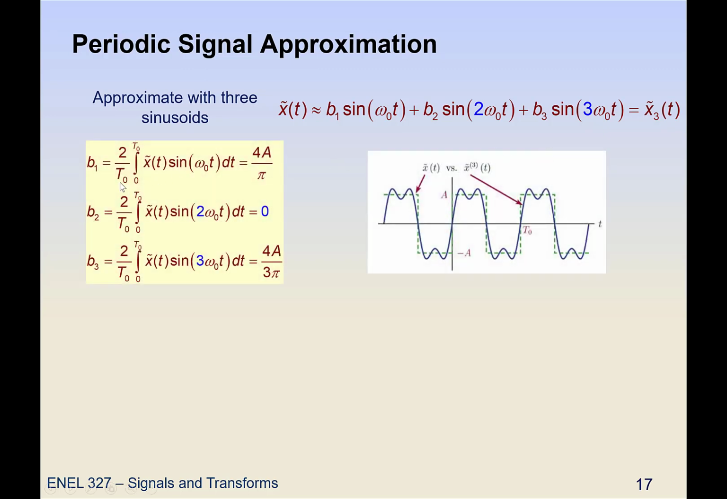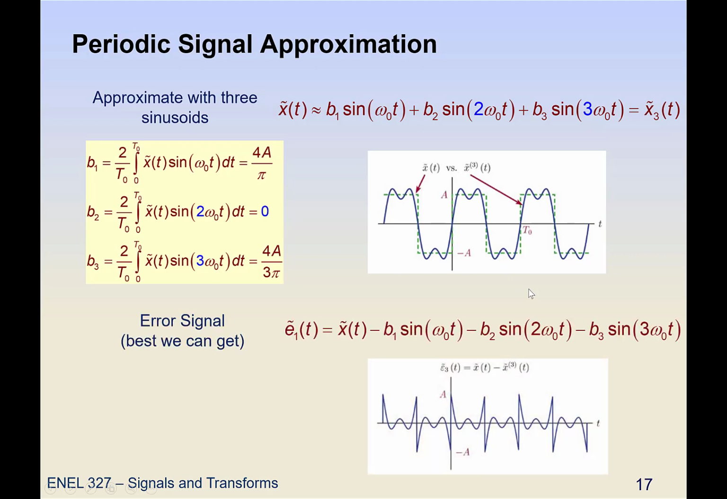And if you calculate those integrals for each of those, you'll see that the second term is actually 0, and the third term is 4 thirds a over pi. If you add those sinusoids together with those coefficients, that's what it's going to look like. And the error signal is going to look like that. And again, we have minimized things, so this is the best we can possibly get with these basis functions.